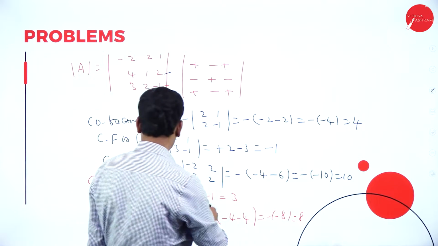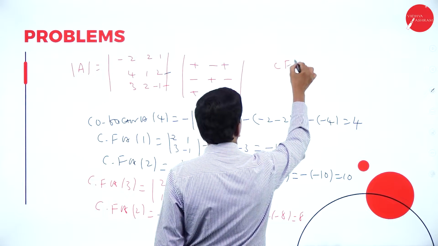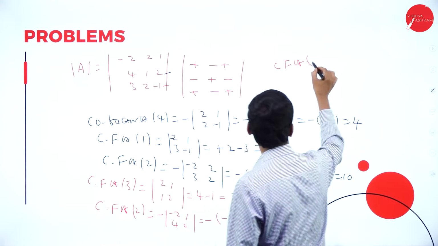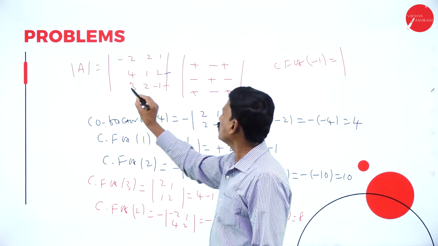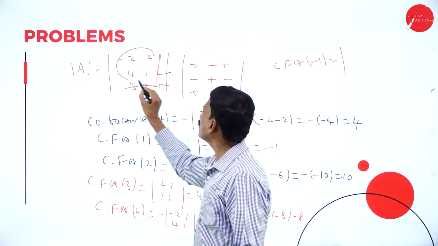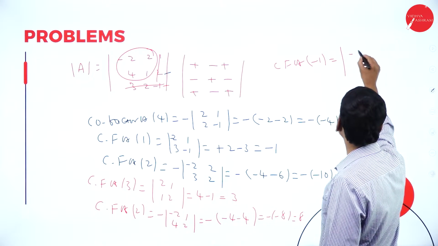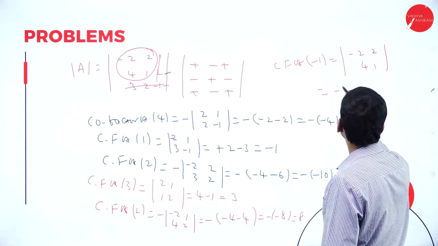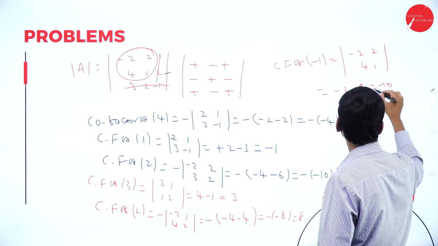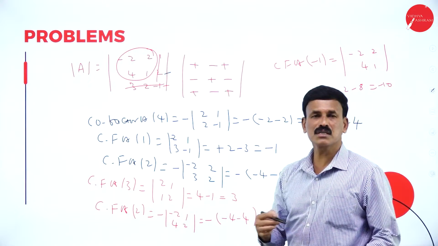And the last element, the cofactor of minus 1, it is plus. This row and column is deleted. What is left over is minus 2, plus 2, 4 and 1. So this is minus 2 minus 8, that's equal to minus 10. So these are the cofactors.